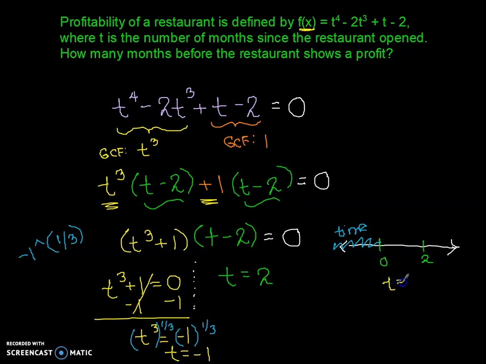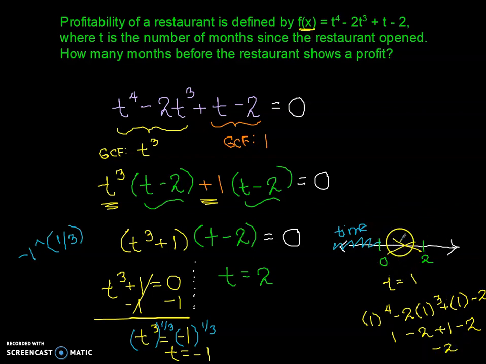So here I'm just going to pick 1. If I plug 1 into the actual function itself, remember if you have the x value and you plug it in, you'll get the y value. Nothing changes with that respect. So 1 to the 4th power minus 2 times 1 to the 3rd plus 1 minus 2. So this will give me 1 minus 2 plus 1 minus 2. So we have negative 2, which we can't use because it's negative. So anything between 0 and 2 months does not give me a profit.